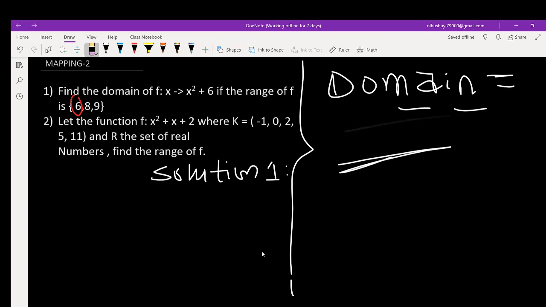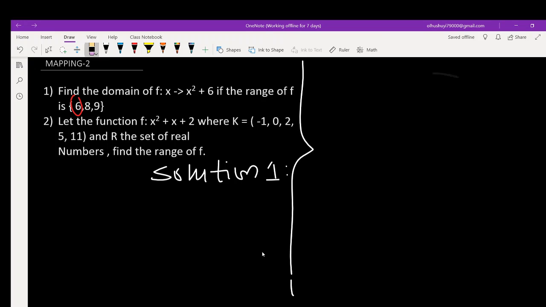We go to example 2 quickly. The question says we are finding the range now. So we have 2. Let the function f of x be x squared plus x plus 2, where k is equal to 1, minus 1, 2, 0, 2, 5 and 11, and R is a set of real numbers. Yes, everything belongs to the set of real numbers. So let's find the range.